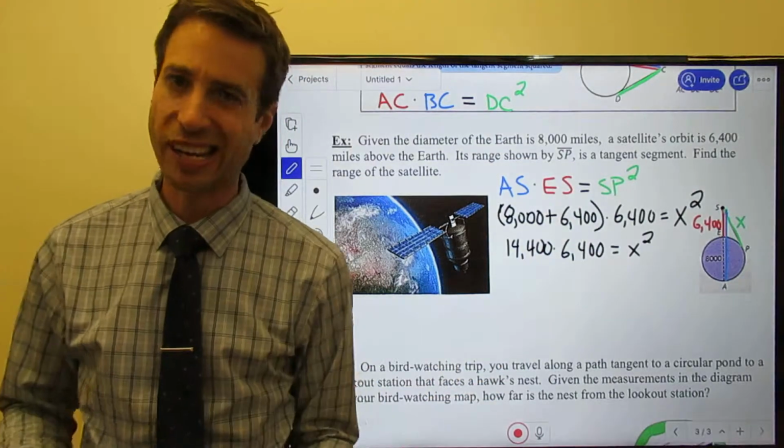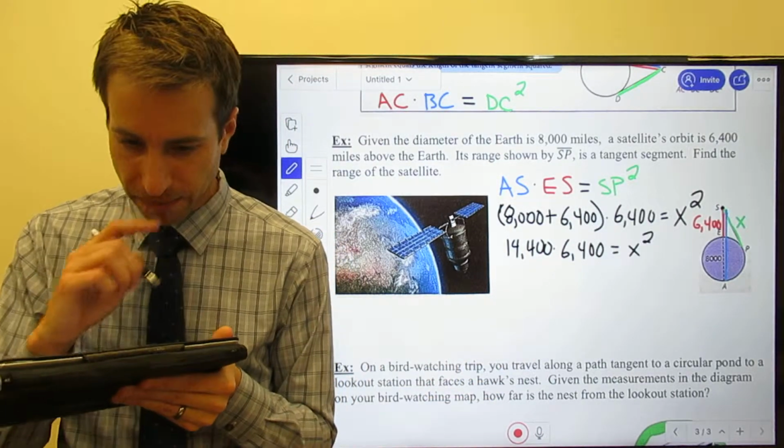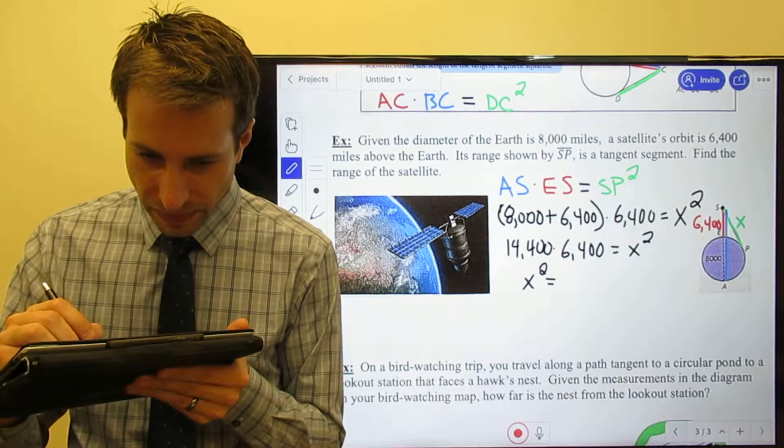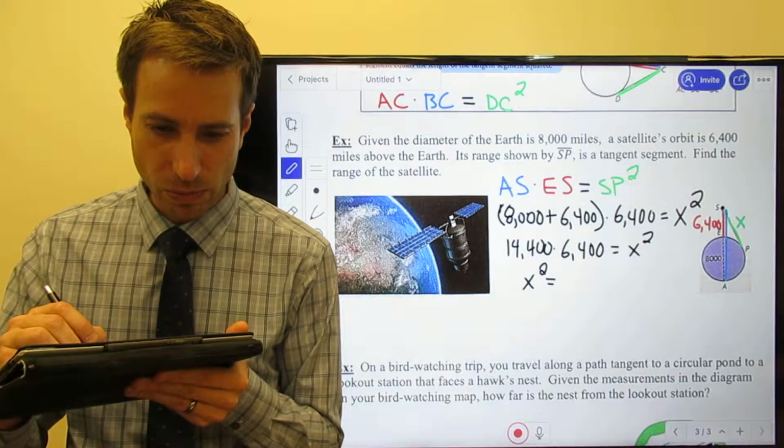You can do that real quick on a calculator. Just don't fat finger something. You wind up with an enormous number. X squared is equal to, I get, geez, what do I get?